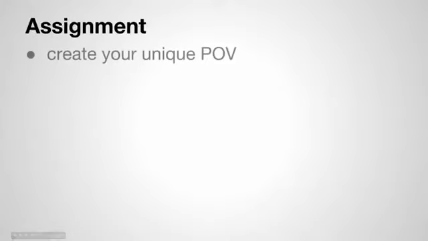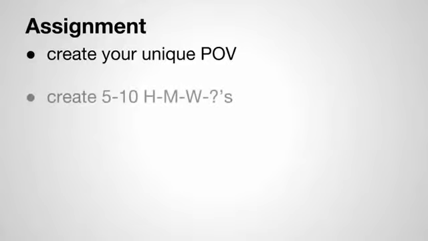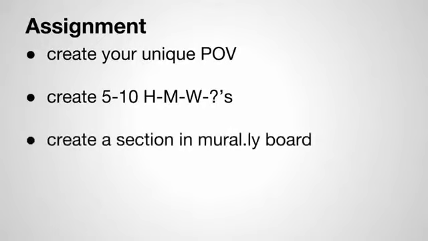All right, so your assignment is, first you want to create your unique point of view for your redesign challenge. Then you want to create 5 to 10 how might we questions for prompts for you to consider so you can start the brainstorming process with prompts ready to go. Then you want to create a section in your Neurally board that has all these ideas in it, and then you want to post your information. So when you've done this, you will develop prompts and a perspective so I or another classmate can go in and contribute to your brainstorm.